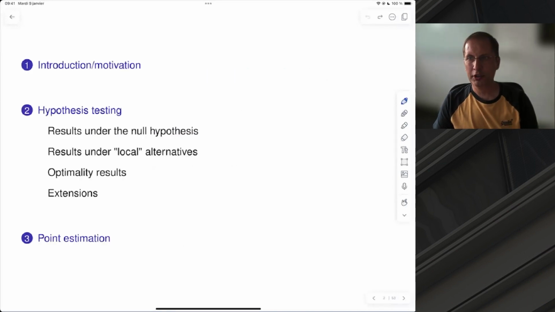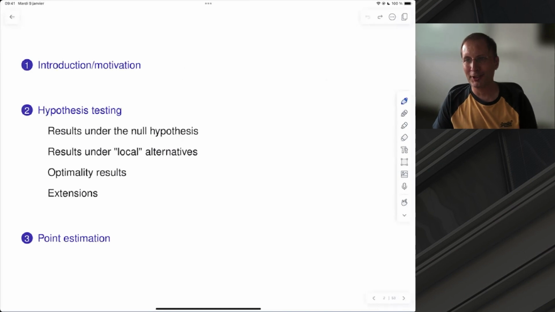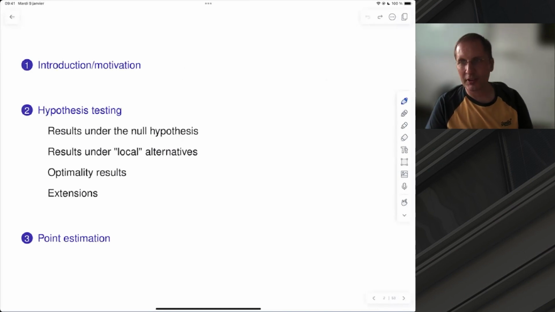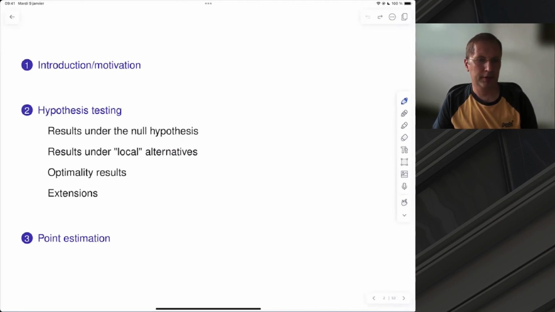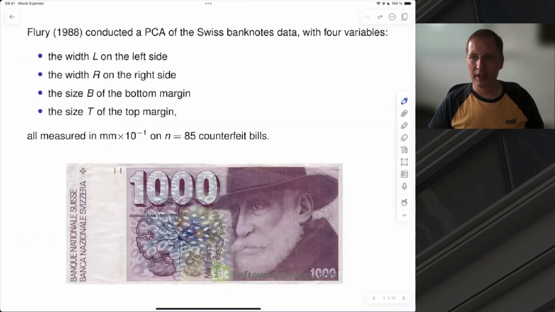So, a brief outline of the talk. I said inference, so it will cover both hypothesis testing and point estimation. But as you can see, I will mainly focus on hypothesis testing. And within hypothesis testing, I won't comment further. This is, as you can see, a rather standard structure. So let me start with a cheap introduction.